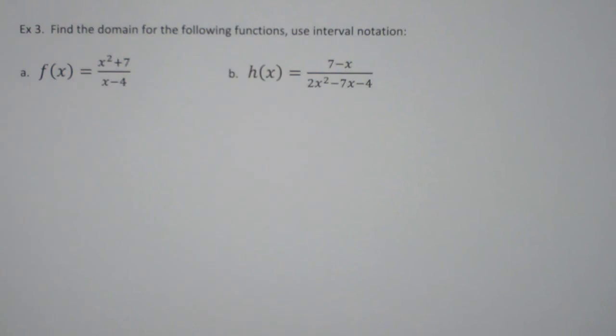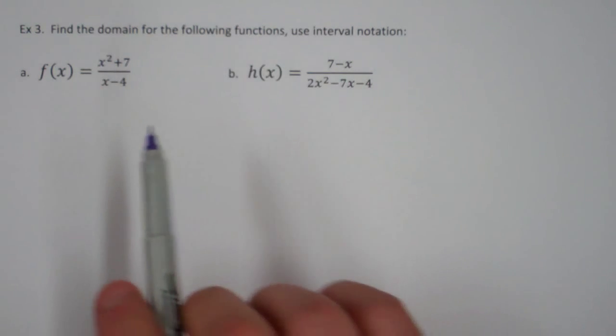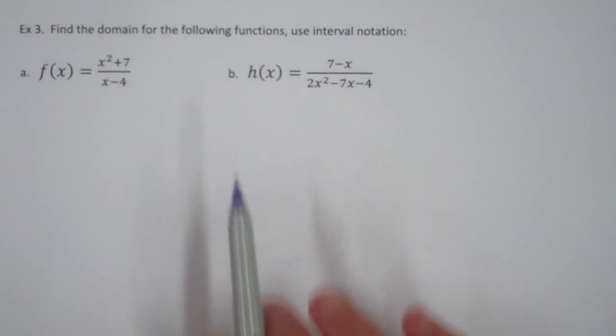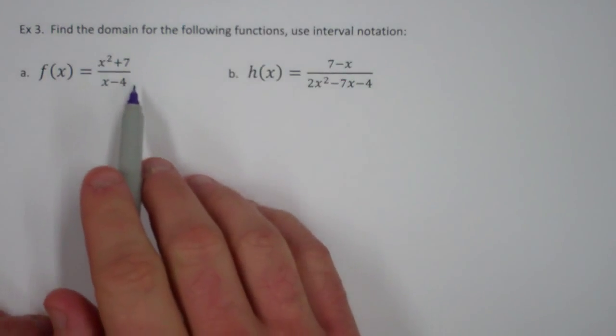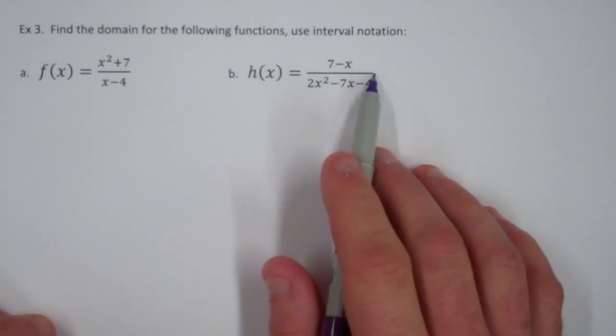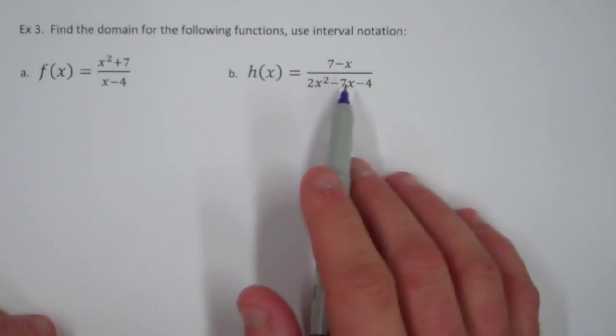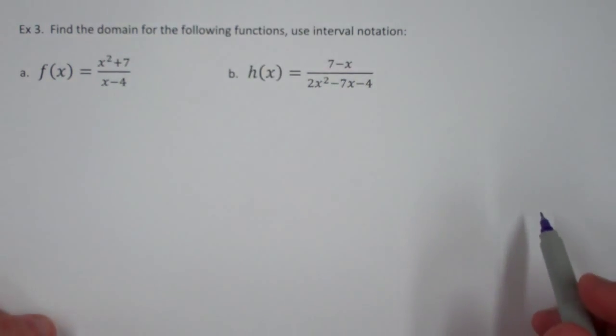In example 3, we're going to be finding the domain of the following functions. We have two of them here, f of x and h of x. And one thing I'm noticing right away is that I don't have any radical signs, but what I do have is a fraction, and I have some variables, or a variable in the denominator.